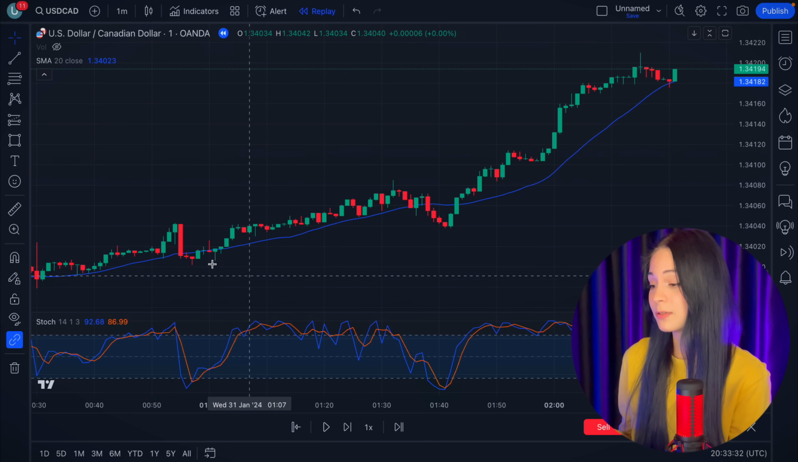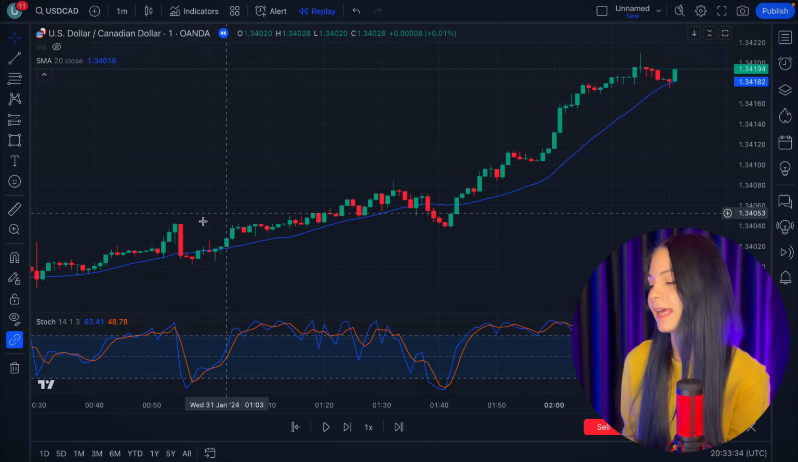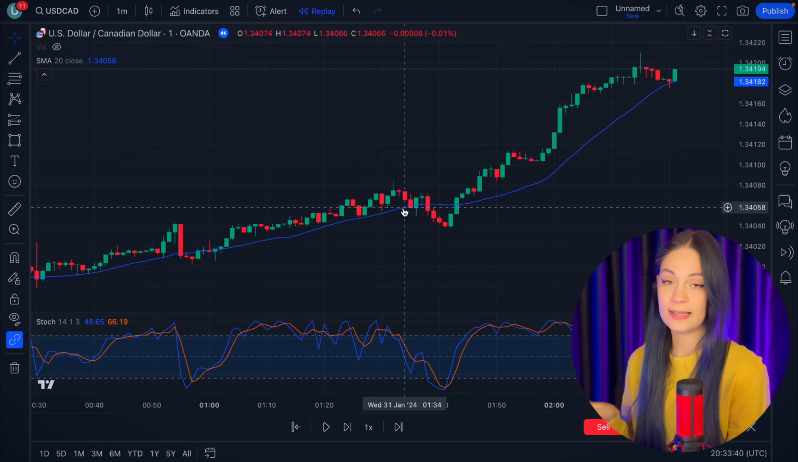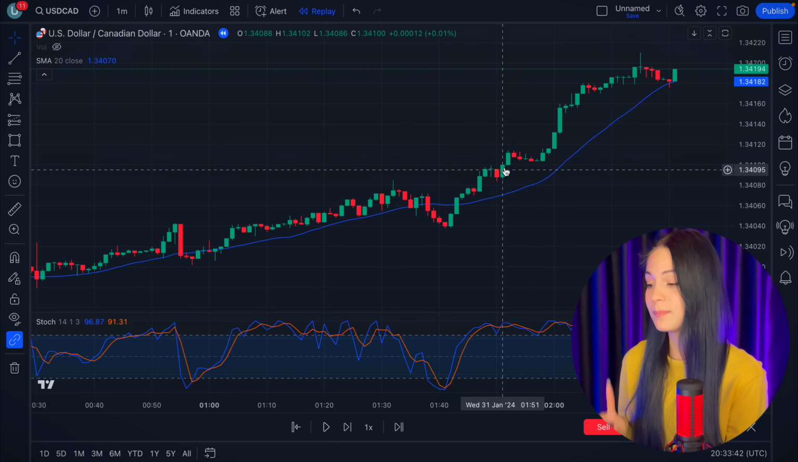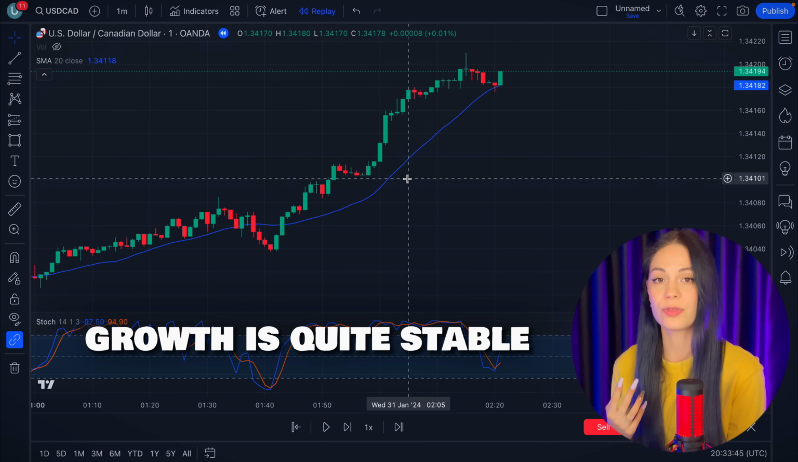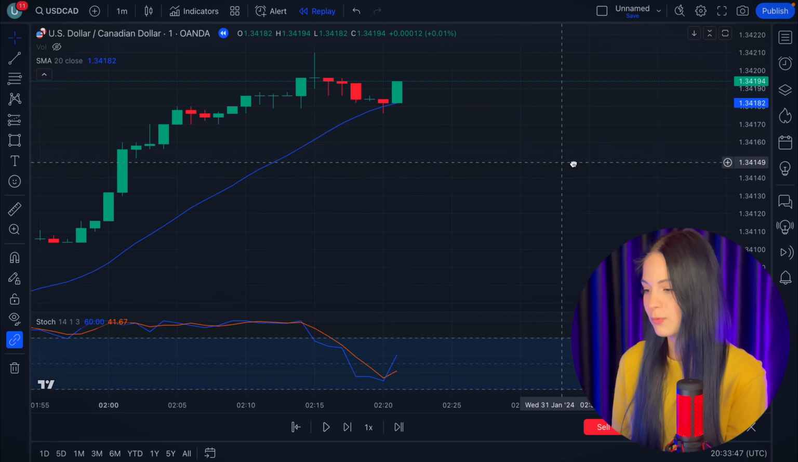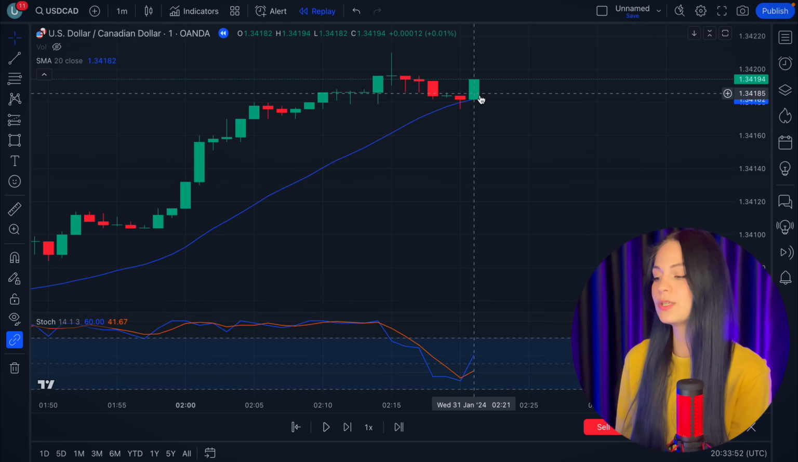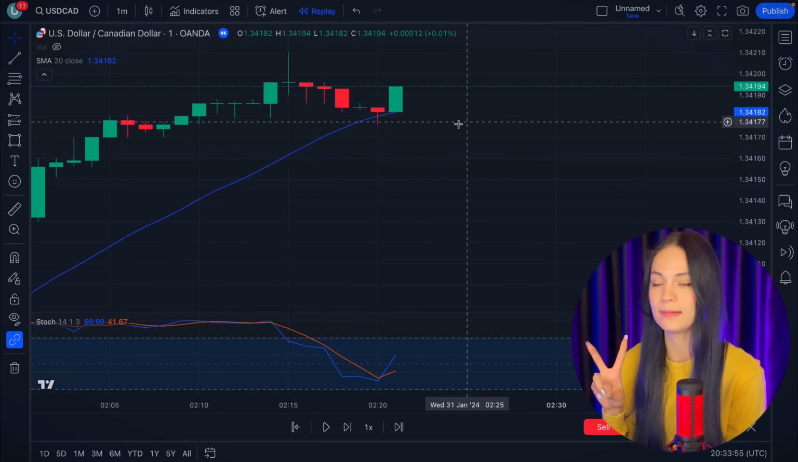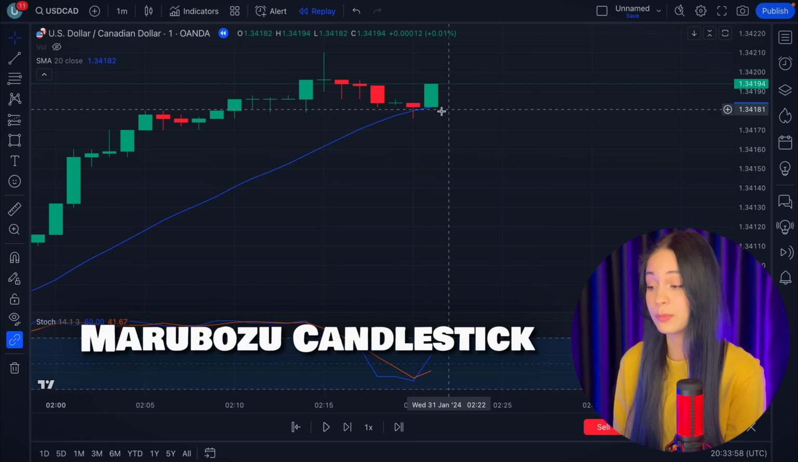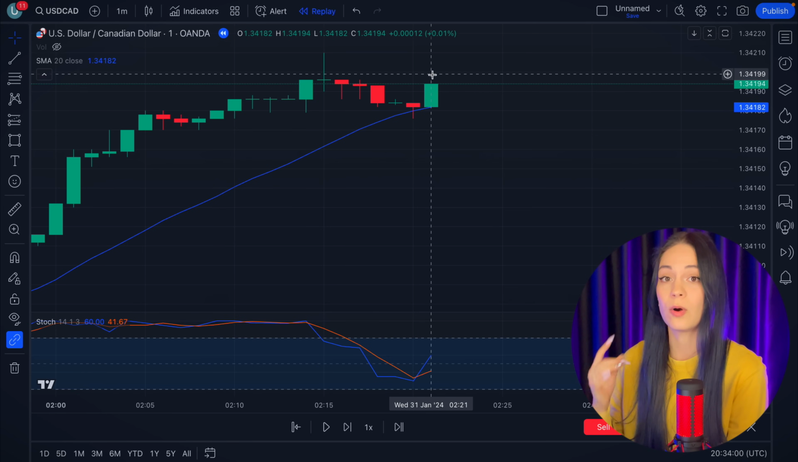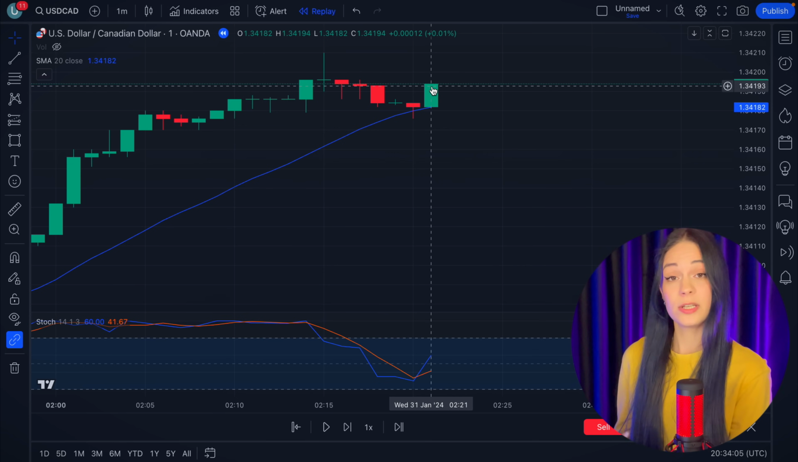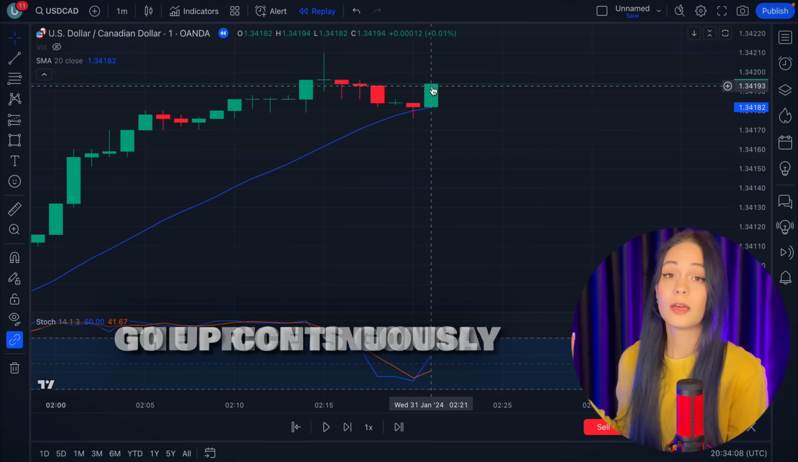All right, right here we have an uptrend, really slow, really nice and smooth, and the price was moving respectfully on the line of moving average. We don't have big spikes, nothing like that, but the growth is quite stable. And right now we are at this point, and what do we have here? We see that the price went to the level of the simple moving average, the key level, and we have the Medusa candlestick. Medusa candlestick is a candlestick without a shadow on the bottom or on the top, because it was just growing. And this is a really good signal for us that the price is going to go up continuously.